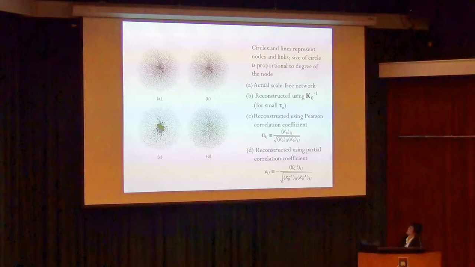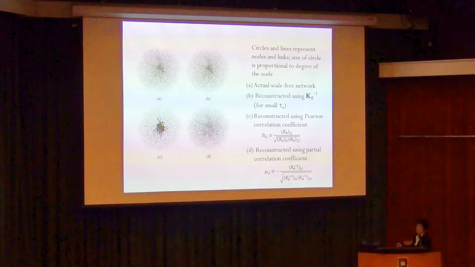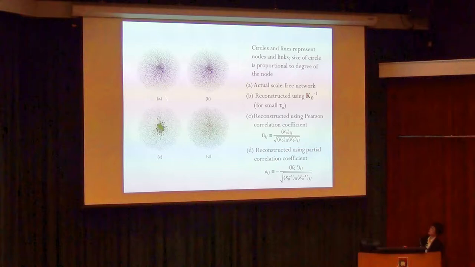But if you use the covariance itself, which is the usual way, you use the Pearson correlation coefficient, which is proportional to the covariance, and you set some threshold, and if it is larger than the threshold, you say they will be connected. And that's what you get. You can see this is a large deviation from the actual network. Another quantity that people also use is the so-called partial coefficient. I'm not going into details, but you can also see that they are not as good.